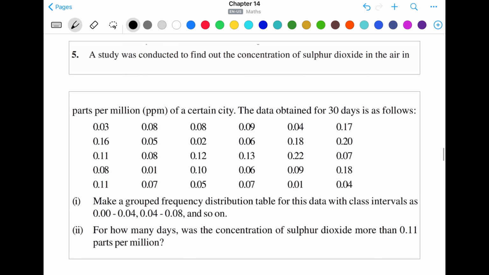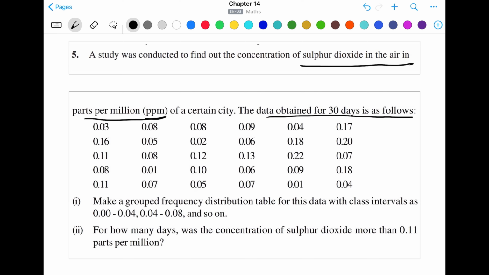Now moving to the next one, which is question number 5. It says a study was conducted to find out the concentration of sulfur dioxide in the air in parts per million. In 1 million particles, what are the parts of sulfur dioxide? So this data is collected for a city.